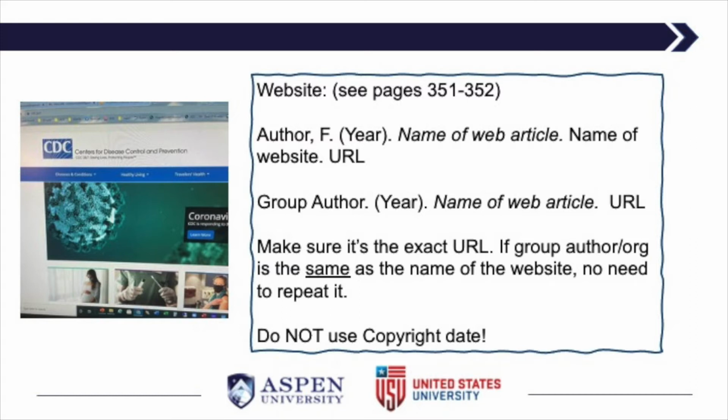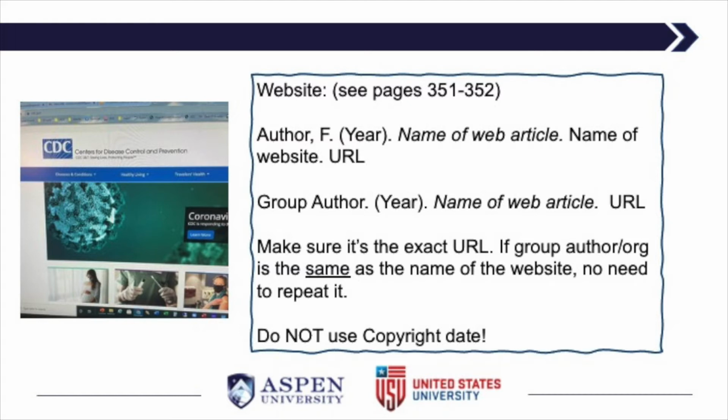A lot of websites have group authors, like the Centers for Disease Control and Prevention. So in this case, you would follow the formula for a group author, and there's always a period after the group author. I've seen some people make some errors where they'll put a comma or they will forget to put the period. So it's always a group author and a period before you put the year of publication. Again, the name of the website, article, and the URL.